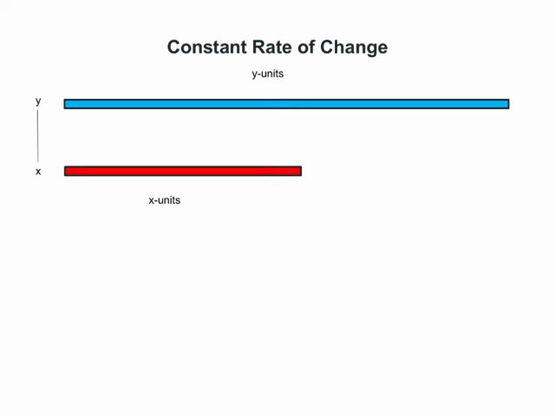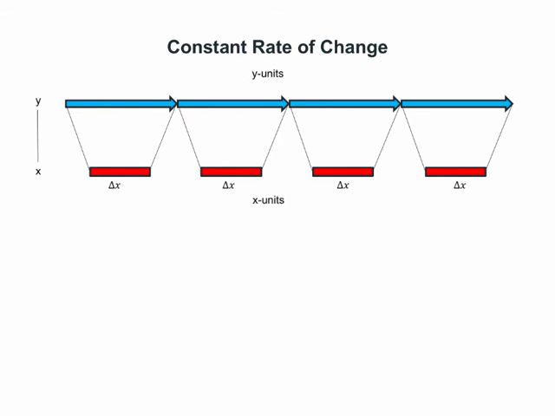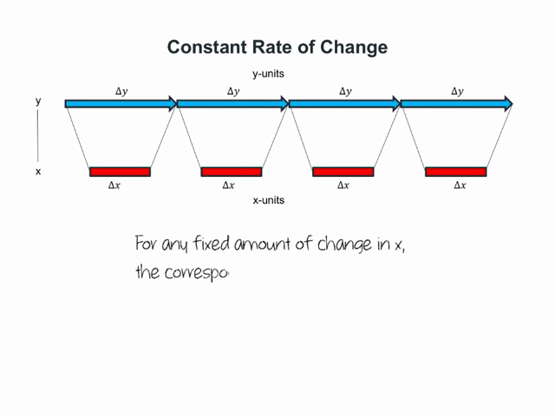Then you need to focus on the amount of change for the x variable. For example, 2-minute intervals, 1/10 of a gallon intervals, and so on. Here we'll call the amount of change in x delta x. Finally, you need to coordinate the amounts of change for the two types of intervals. Here we want to see, for any fixed amount of change in x, what is the amount of change in y? In this case, the amount of change in y is the same for each interval. So, for any fixed amount of change in x, the corresponding change in y is constant.